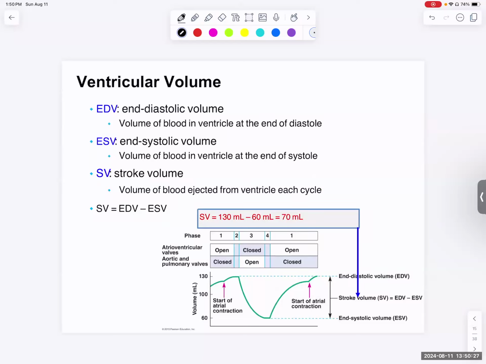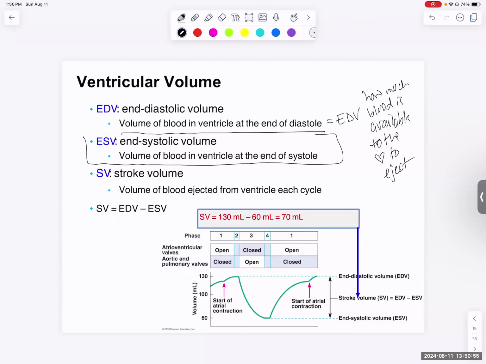Ventricular volumes. Again, I alluded to the volume of blood in the ventricle at the end of diastole is the end diastolic volume. That is how much blood is available to the heart to eject. At the end of the ejection period or systolic period, you have the volume of blood left in the ventricle at the end of the ejection period. And that is how much blood is left in the ventricle after ventricular ejection.